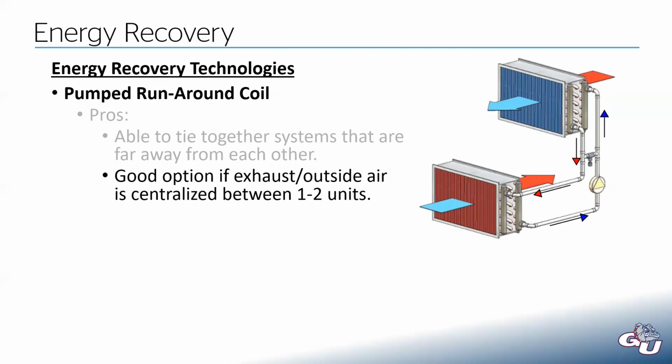I mentioned most often it's a 1-to-1 basis where you'll have 1 intake and 1 exhaust, but you could have a scenario where maybe you have 1 outside air, but you have 3 exhaust fans throughout your buildings. And you could pipe this to multiple coils and pick up energy at each one. And that's not a huge deal as long as it's just a small handful.